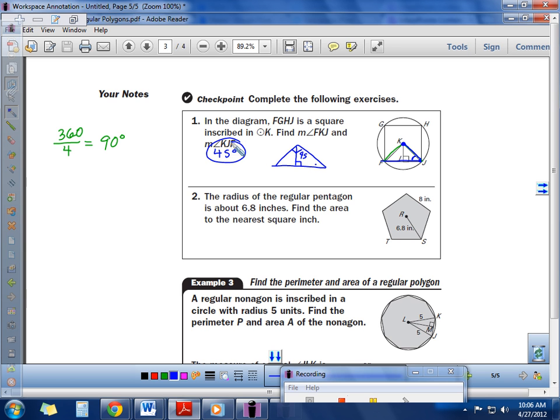Number 2 says the radius of a regular pentagon is about 6.8. It drew it on there. Find the area. First step, you need to be able to draw that little right triangle out to the side. You always need to be able to do that. So we have the right triangle from our picture. This piece is our 6.8. Oh, and then it tells us the whole side is 8. Do I want the whole side? I want half of it, which is 4. I'm going to find the apothem by using what? Pythagorean Theorem. So that would be 6.8 squared equals 4 squared plus A squared. What do you get for A when you solve? So final answer for A.